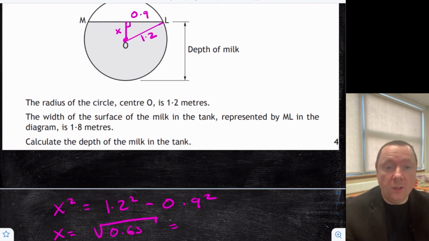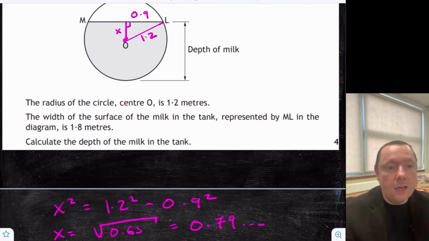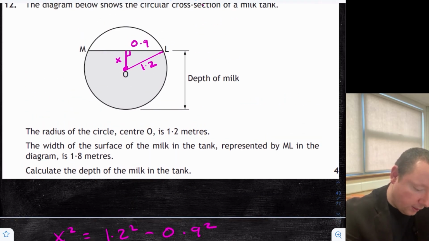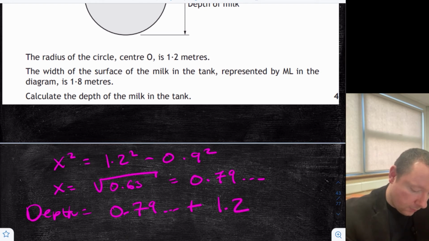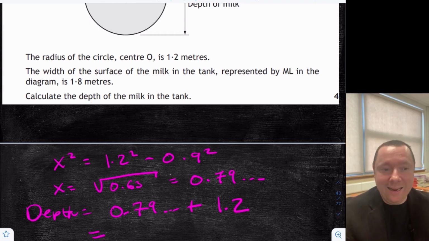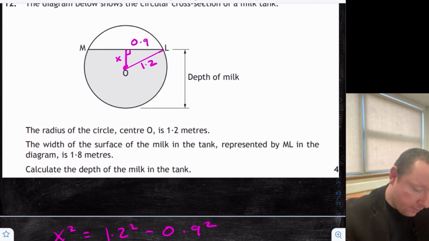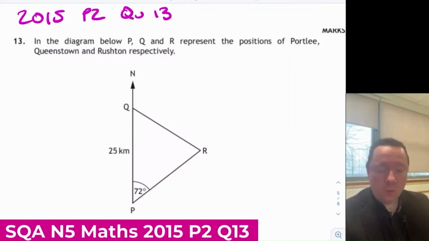That gives me 0.79. So then the depth of the milk must be 0.79 plus the radius already, because it then continues another 1.2. That gives you 1.99. And the units are metres. And we're done there.